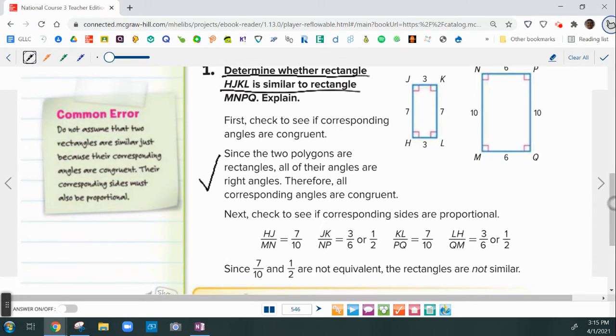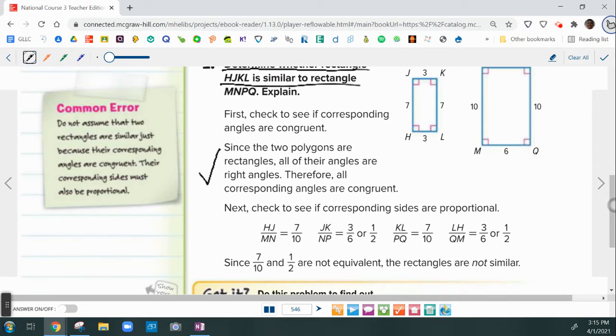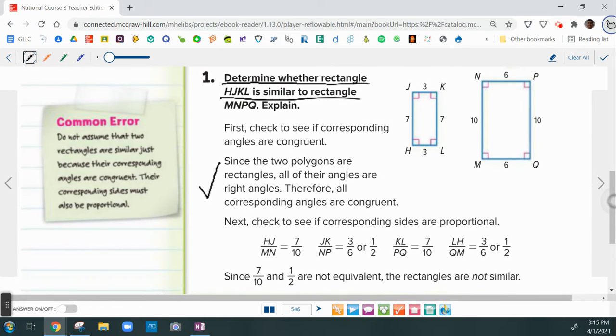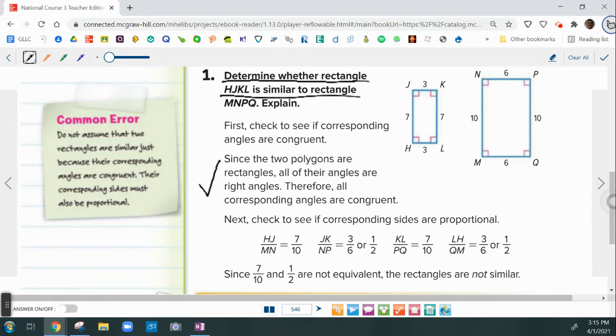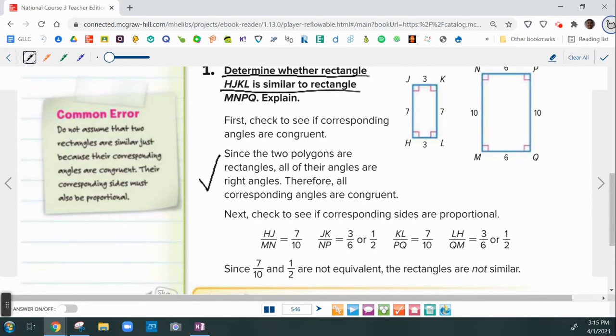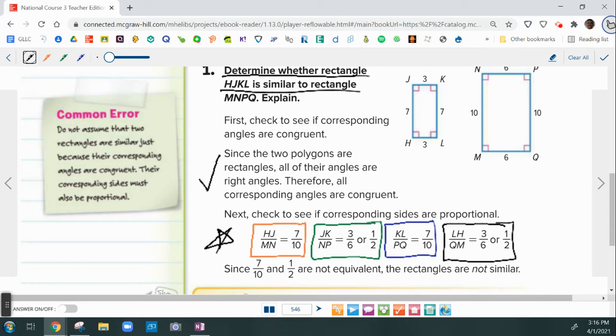So we checked off that first piece. The corresponding angles are congruent, but now we have to do that second part where we check to see if the fractions we make out of corresponding side lengths are also going to be equal. So let's see. Now down here, this is kind of confusing, but hopefully we'll clear it up in a sec. So I'm just going to use different colors to highlight these, and hopefully it helps you see what we're doing. We just make pairs, turn them into fractions, and see what happens.